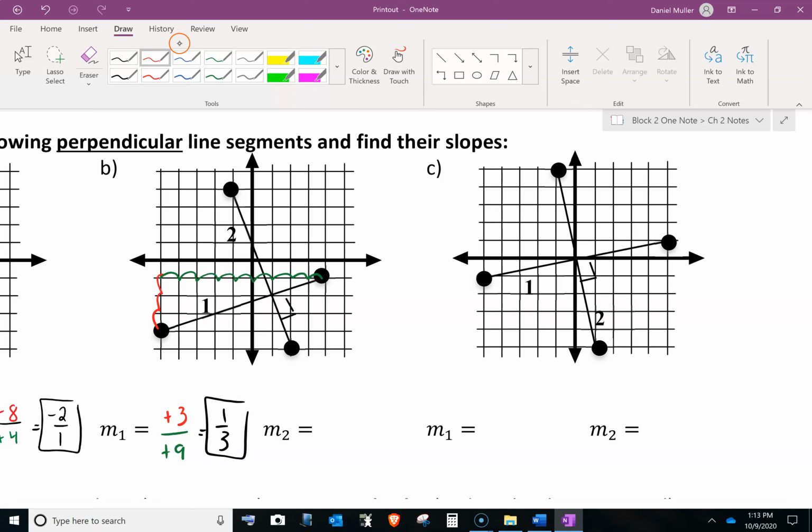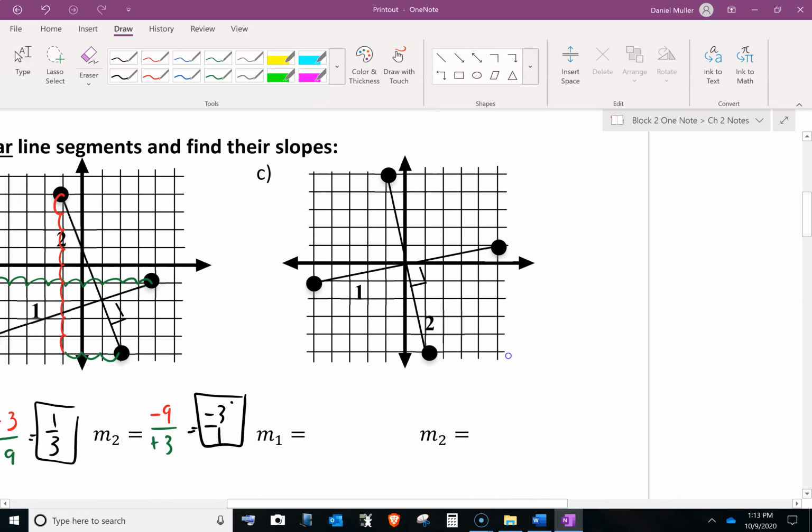Now let's take a look at number 2 here, and this line. And I'm going to start on the left. So 1, 2, 3, 4, 5, 6, 7, 8, 9. So I'm going down by 9, so minus 9. And then 3 to the right. And sure enough, if I divide those by 3, I get negative 3 over 1. And again, those fractions are flipped of each other, as well as one's negative, one's positive. So yes, it looks like perpendicular lines are flipped fractions of each other, and one's positive, one's negative.